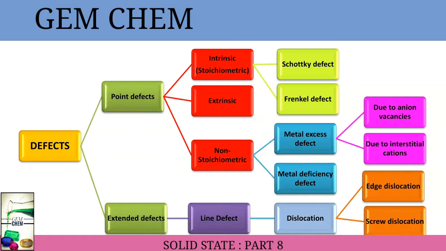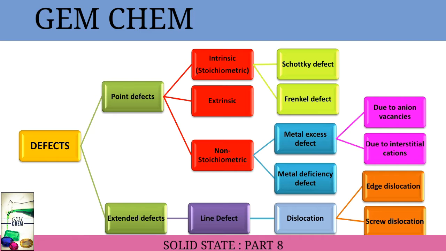This point defect is classified into three kinds: intrinsic, extrinsic and non-stoichiometric defects. Intrinsic defect is further classified into Schottky defect and Frenkel defect. Extrinsic has no classification, whereas non-stoichiometric is further classified into metal excess defect and metal deficiency defect. If we focus on the metal excess defect, it is classified due to anion vacancies and due to interstitial cations.